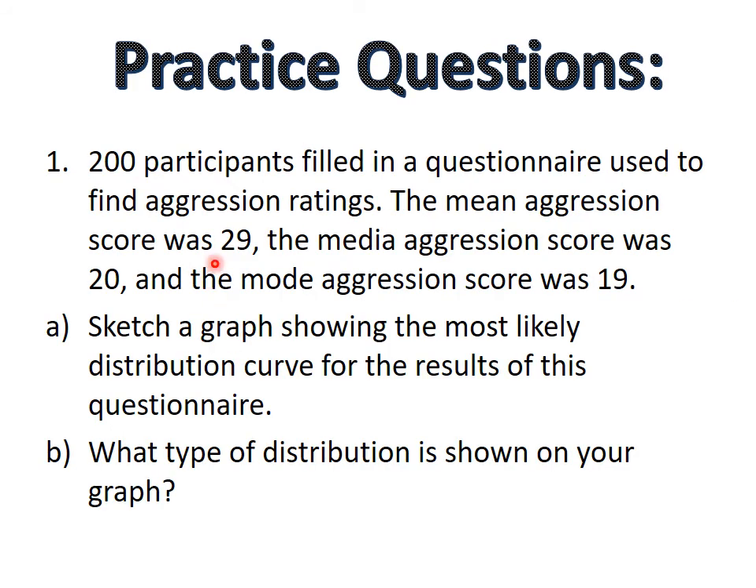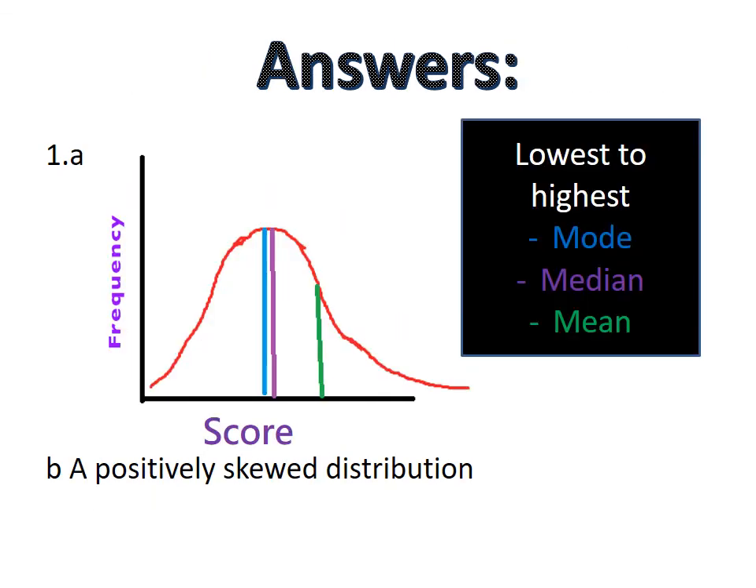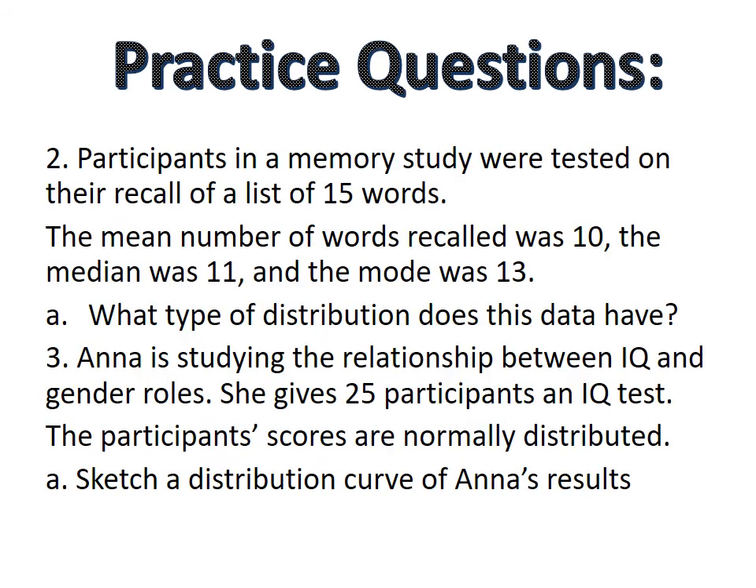Back at our data. The mean was much higher, 29. This was 19 and 20. Creating a positively skewed distribution. The long tail down to the right. Okay, have a go at this one. Pause the video.